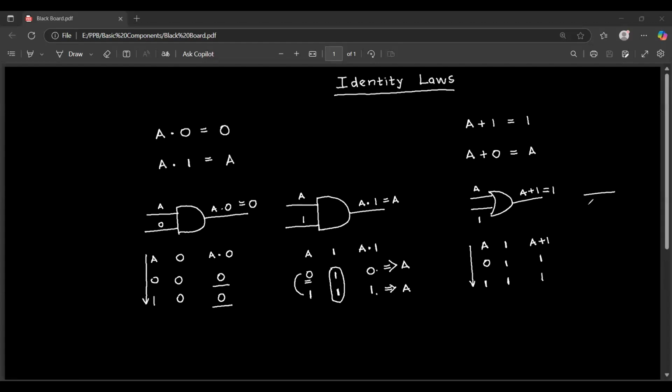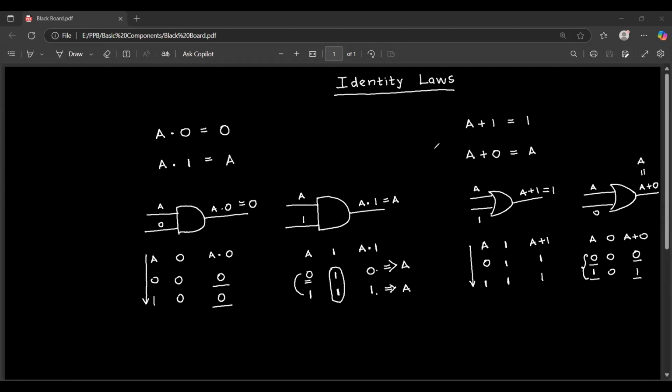Similarly, let's do it for 0 and A. Here we have A, here we have 0. The output will be A plus 0. A is 0 and 1, and 0 is 0 and 0. So what will 0 plus 0 be equal to? 0. And 1 plus 0 is equal to 1. Why? 1 plus 0 is 1. That's what the OR gate is all about. So according to A, the output changes. If A is 0, the output is 0. If A is 1, the output is 1. Therefore, A plus 0 is equal to A.